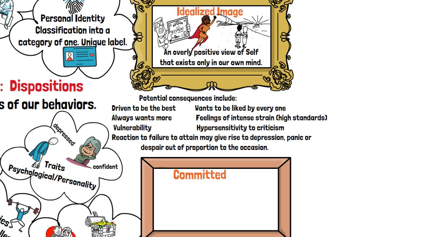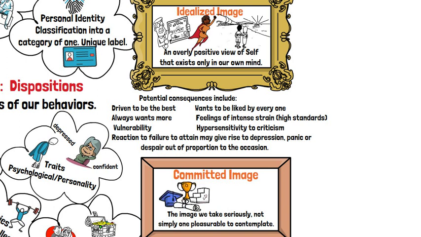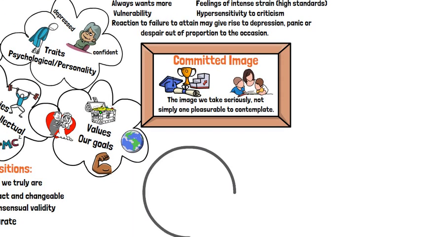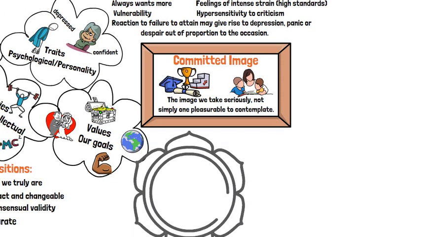When we think of our desired self, we also have a committed image. This is the image that we take seriously, and it is attainable. For example, my idealized self might be winning the Nobel Peace Prize, whereas my committed image might be winning an award from my peers. Finally, our desired self has a moral image. This is what we should, ought, or must be.